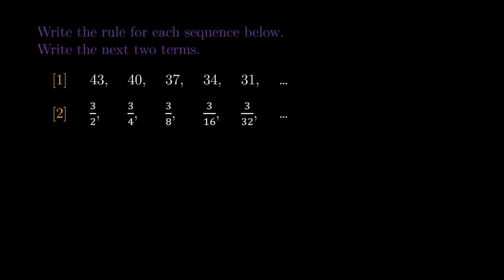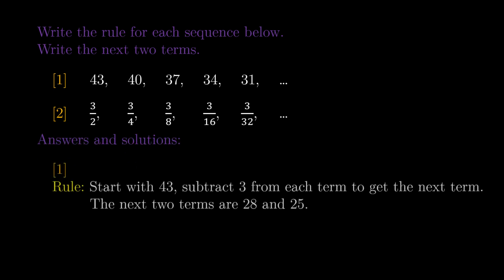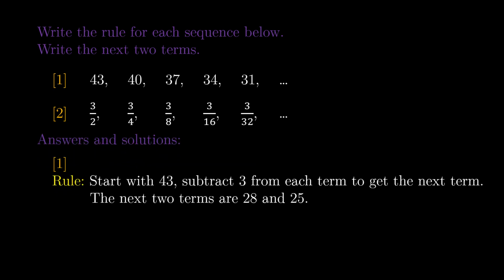Then we have number 1 again. We have 43, 40, 37, 34, and 31. So the sequence is descending. Then the rule is start with 43, then subtract 3 from each term to get the next term. So 31, let's subtract 3, that's 28. Subtract 3 again, we'll have 25.